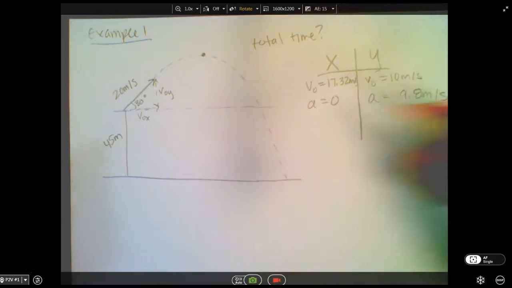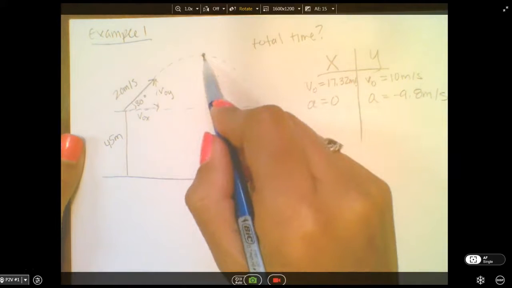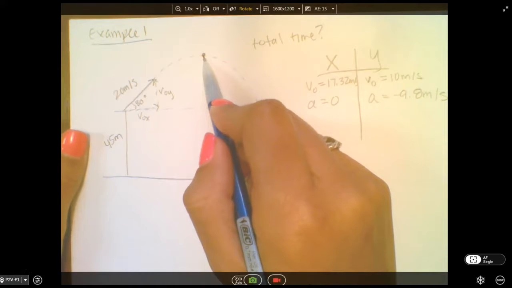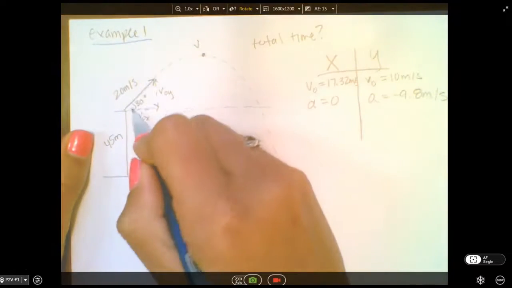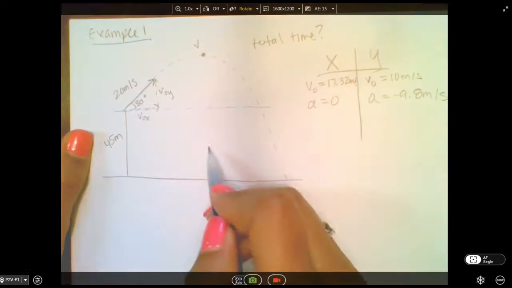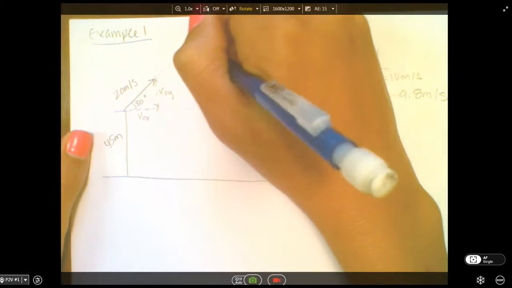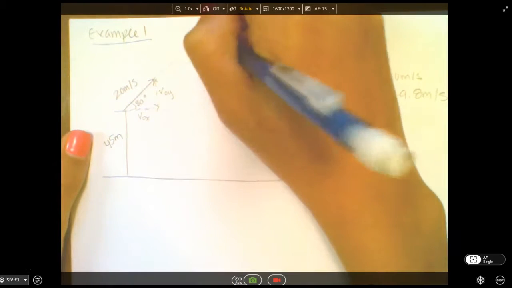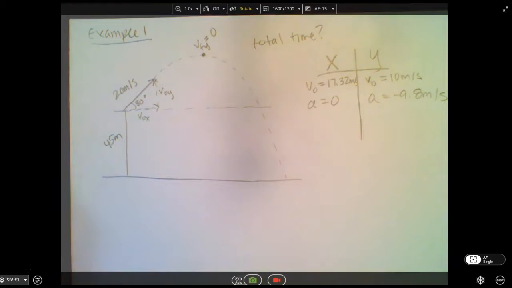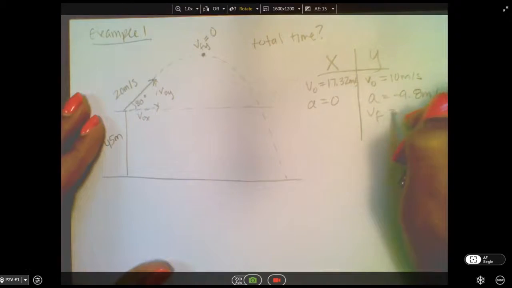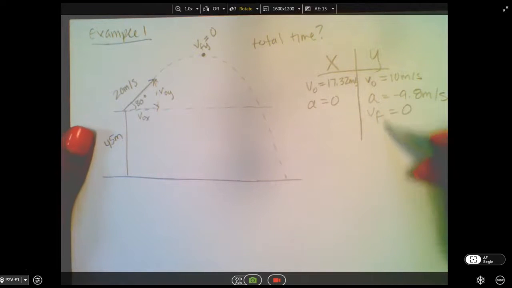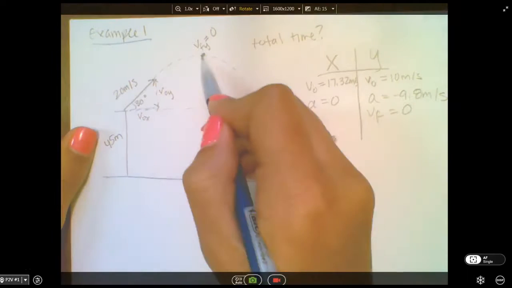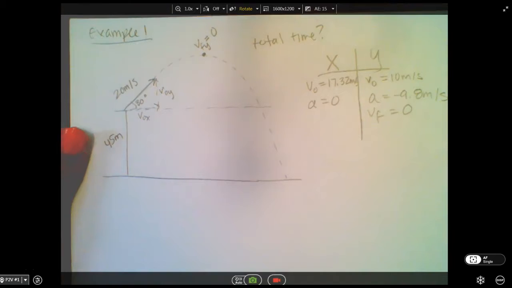So what I would suggest is we know some information about this top part. We know that at the top, in the y direction only, the velocity stops because it goes from being positive and then it's going to turn around and go negative. So in between that, it has to stop. So the final velocity in the y direction is 0 at that top point. So I would go ahead and plug that in. And all that means is that everything we can find out from these numbers is only going to be from here to here. So we just have to keep that in mind.